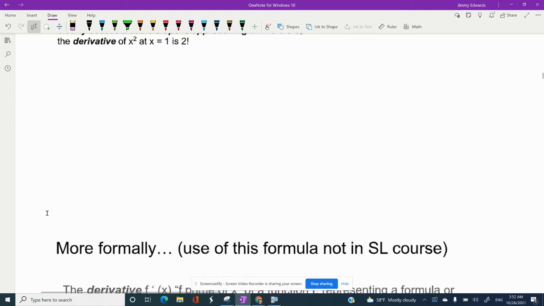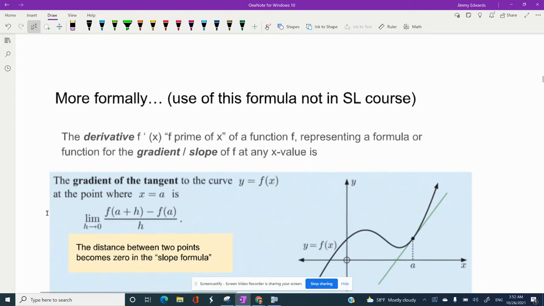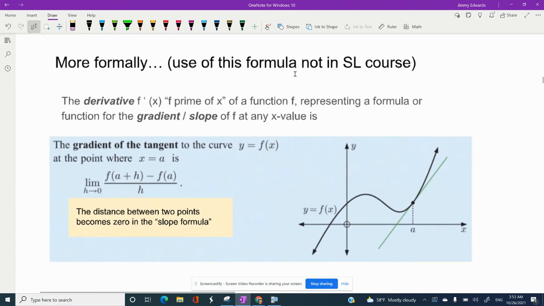All right. So, more formally, and we don't use this formula in the SL course, so this is just so that you're aware of sort of where this all comes from, although we won't use this.